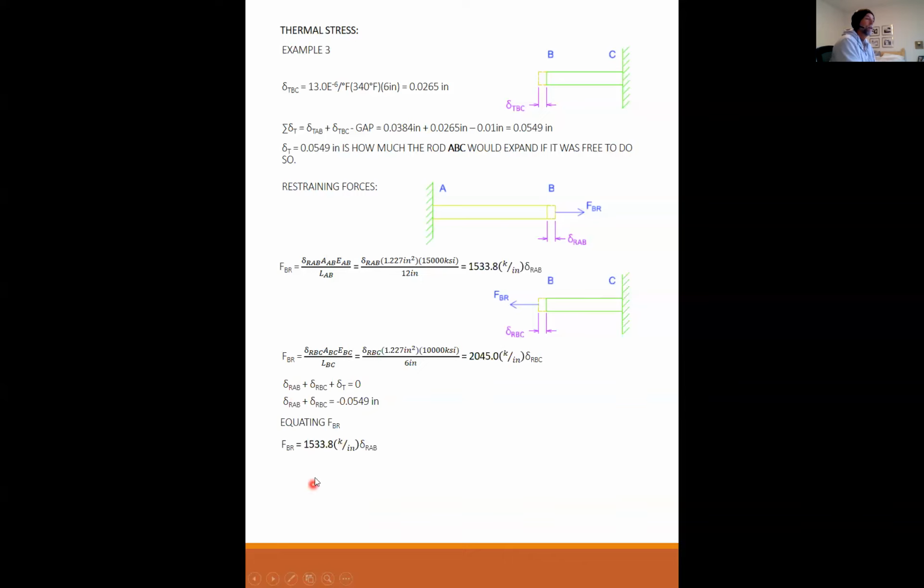Equating for FBR, FBR is 1533.8 delta RAB. FBR is also 2045 delta RBC. So therefore, the relationship between delta RAB and delta RBC is that delta RAB is 2045 over 1533.8 delta RBC. So they are proportional to each other, delta RAB equals 1.333 delta RBC.